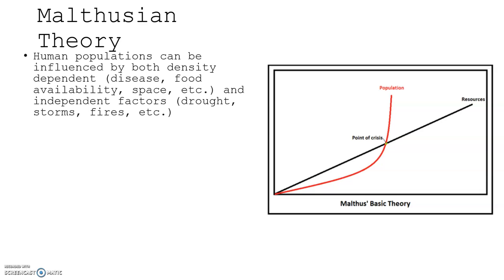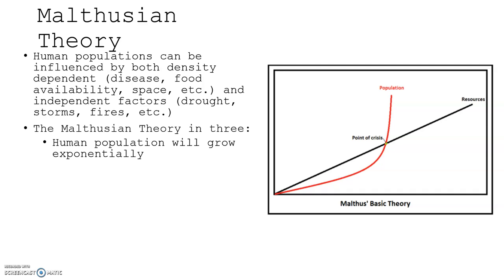The Malthusian theory is that human populations can be influenced by both density dependent factors like disease, food availability, and space, and density independent factors, things where it doesn't matter how dense the population is, like drought, storms, fire, etc.